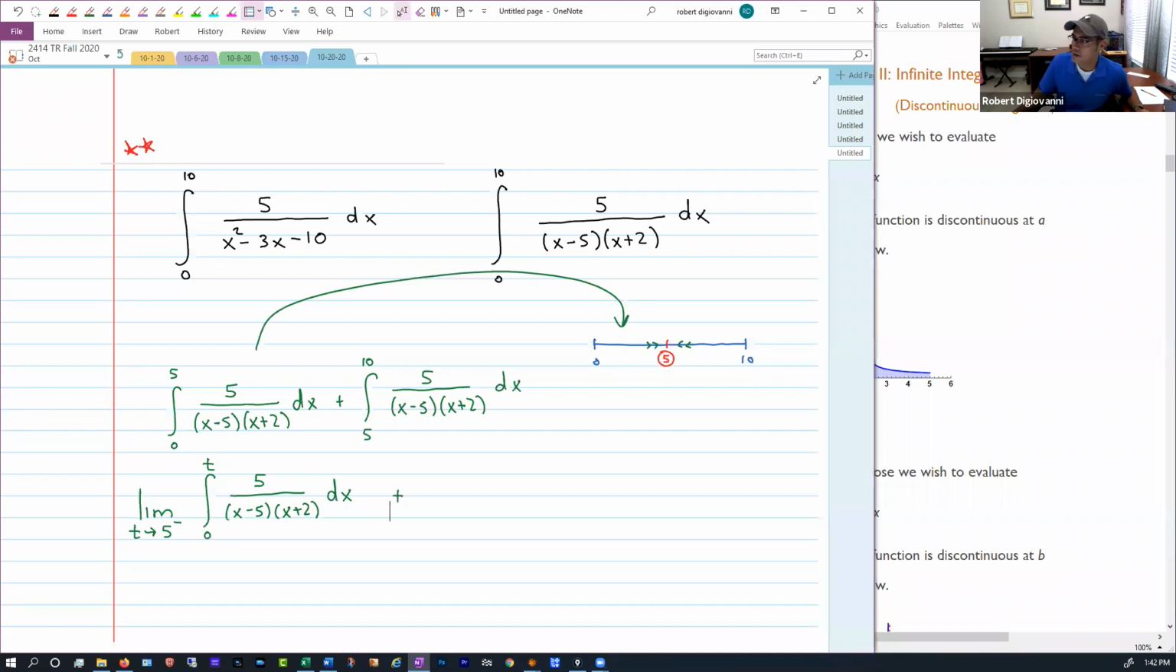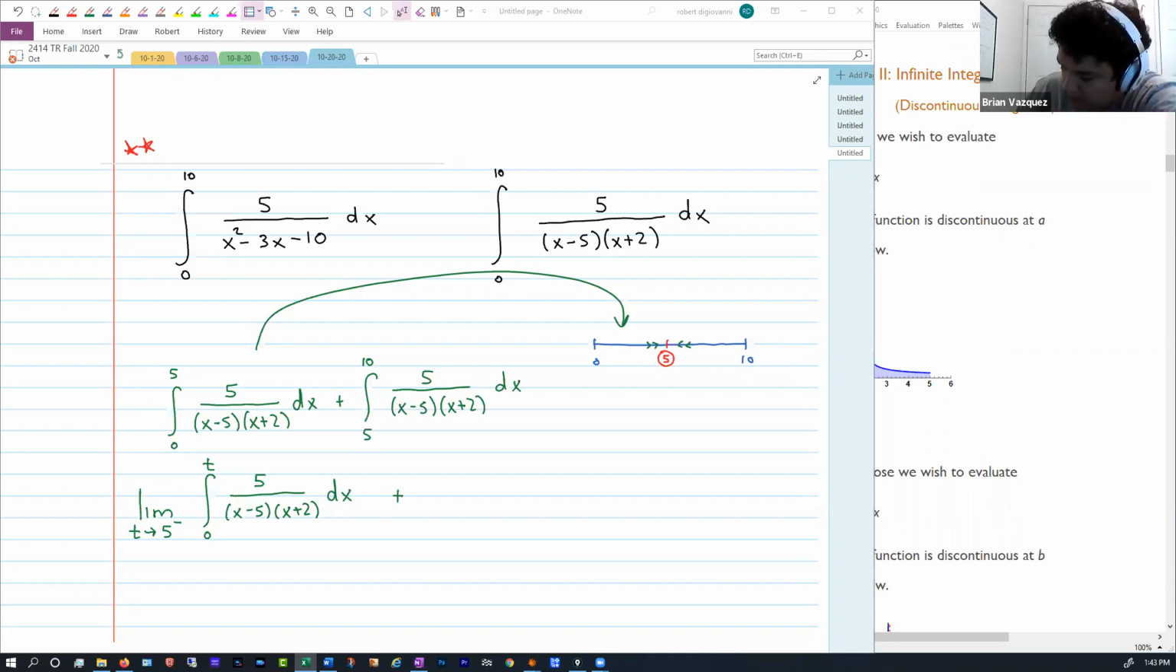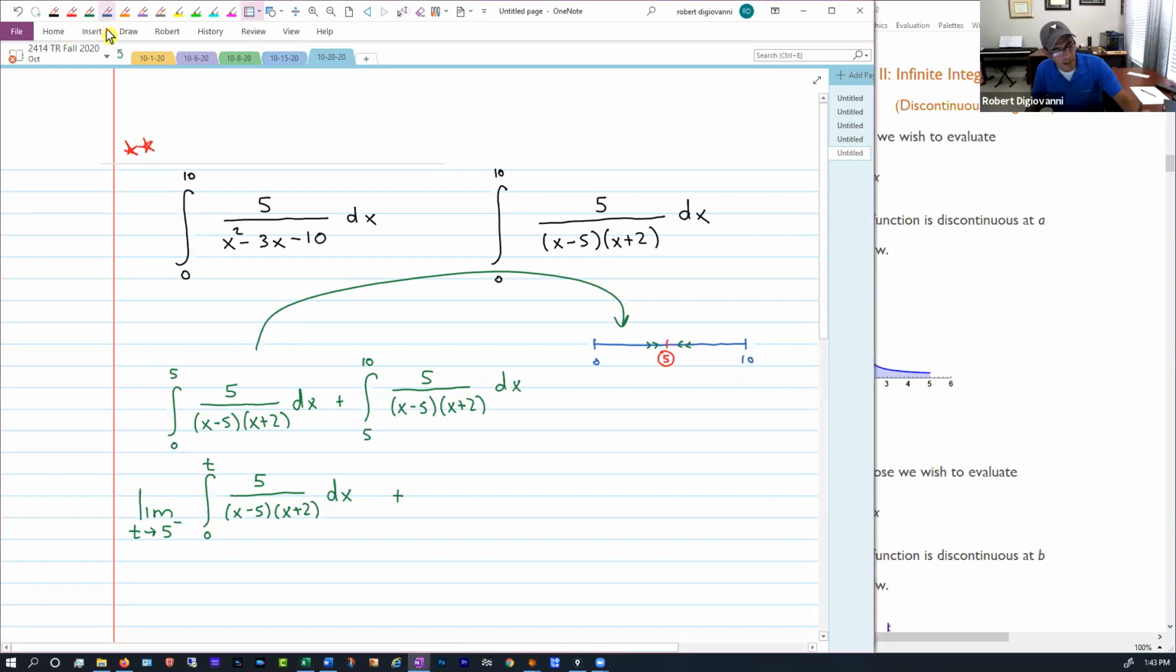It's been so long and you all just look lonely. How about Brian Vasquez? Brian? I'm here, sir. Would it be the integral of r to 10? Okay, what's the limit? Oh, I'm sorry. The limit as r approaches 5 from the right. Good. And then you said r to 10. Good. And then it's just everything else, right? Yes, sir. Okay, good.